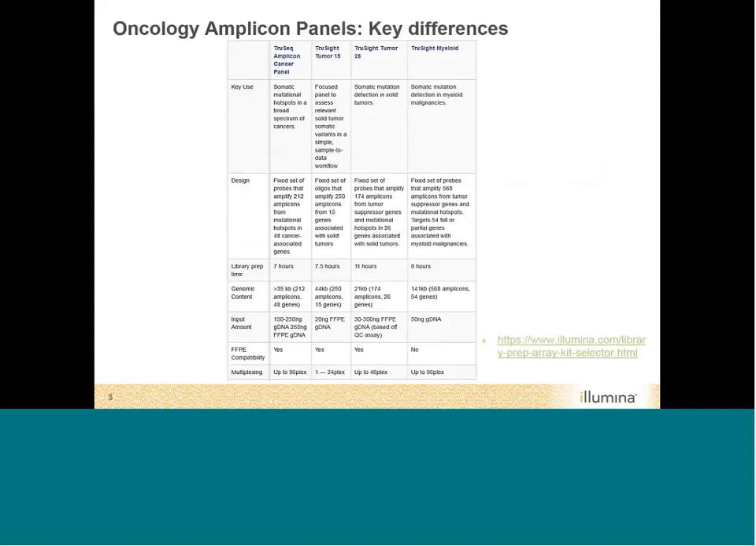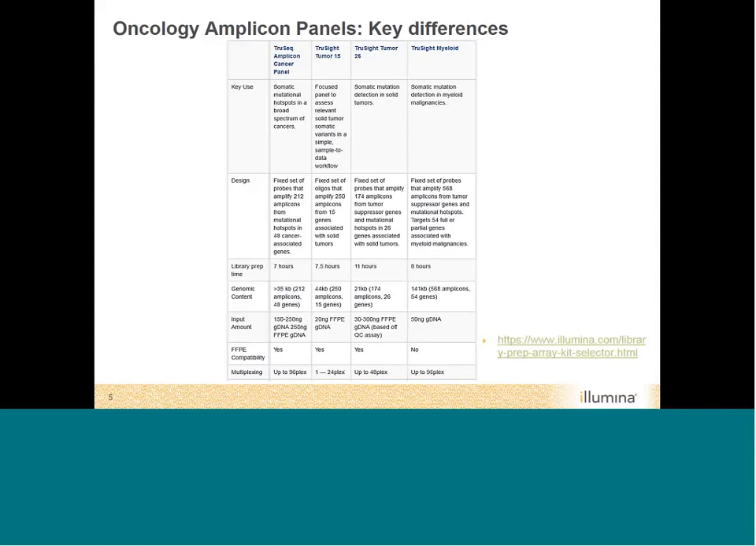So this slide is a summary overview over our fixed panels for oncology. This is taken from our Library Prep and Array Kit Selector tool. There's a link here at the bottom of the slide. And I just wanted to give you an overview over the key differences between these four kits. The kit selector in general is a great tool to help you decide which panel might be the best for you. So the panels vary in terms of key use, so the targeted regions, the amplicons that are contained in each of the four kits.